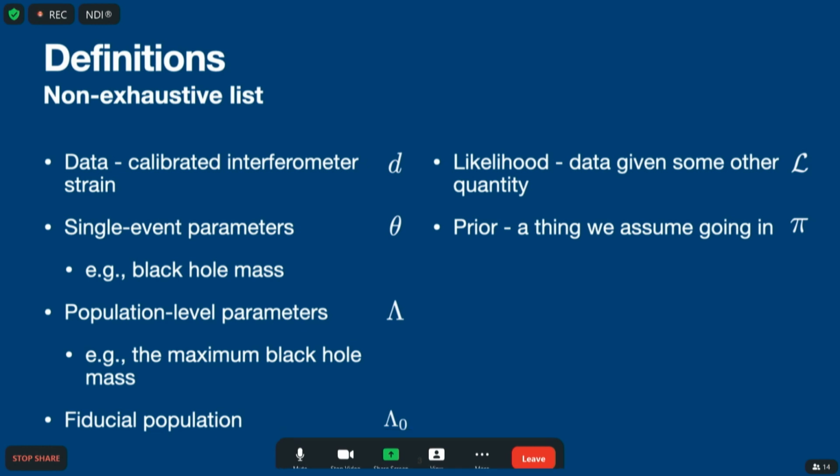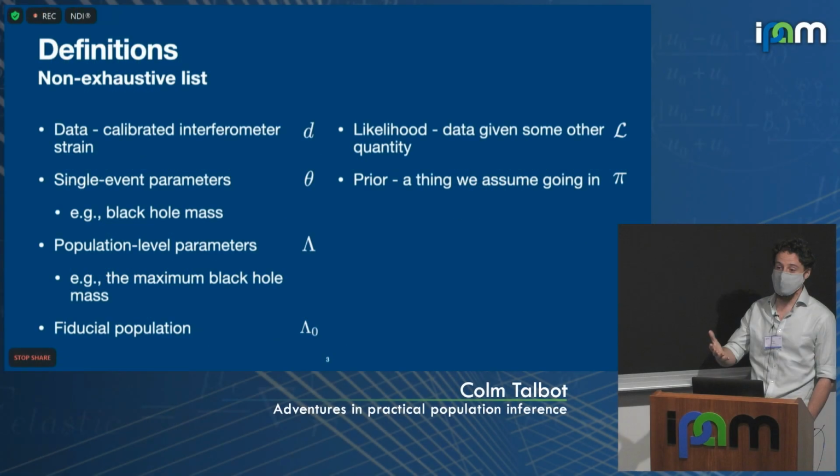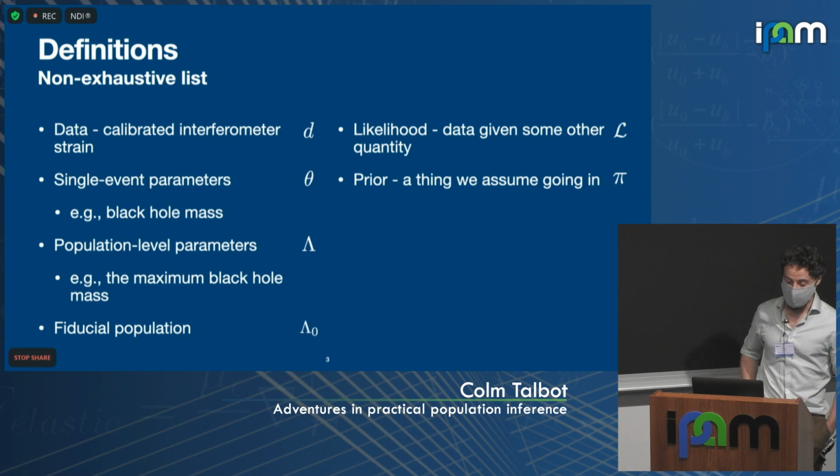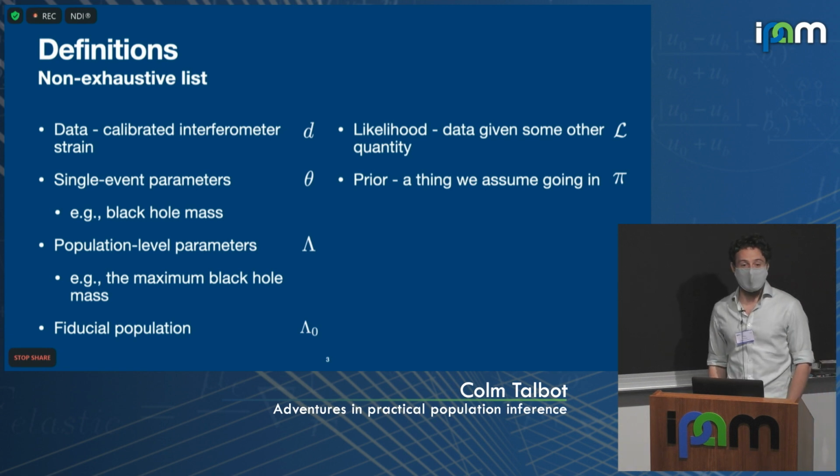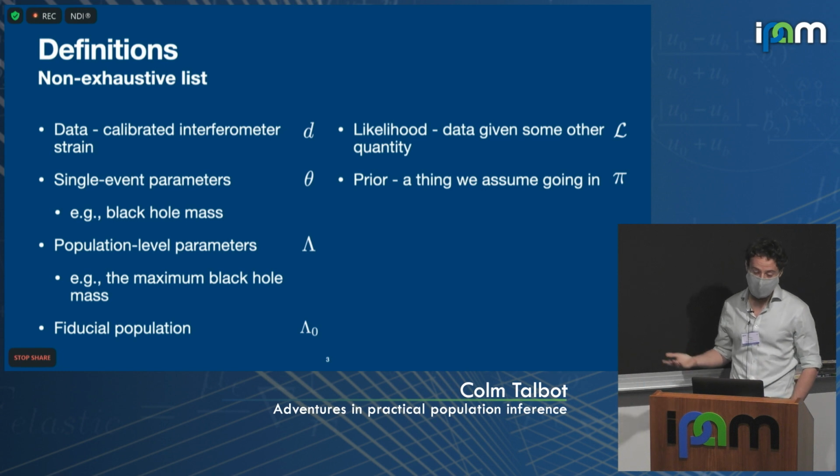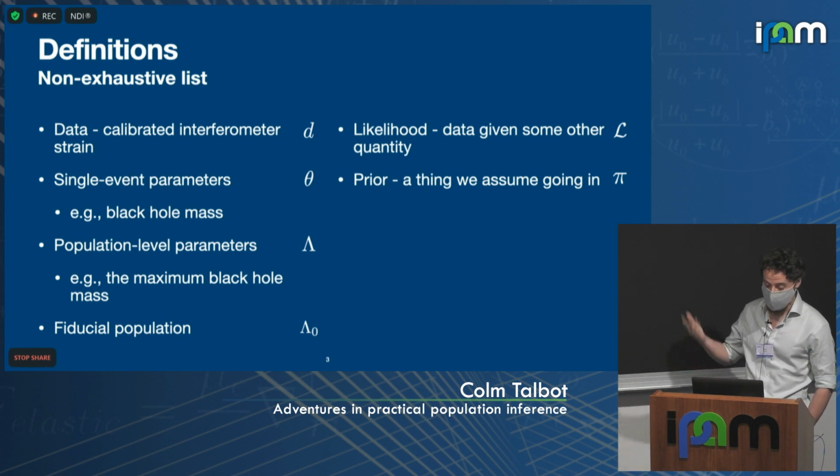People, when they're doing these population analyses, sometimes forget that they're analyzing strain data, and they think that they're analyzing posteriors for events, and they forget that actually it's data. You've just hidden the data behind these posterior samples. And then each event has its own set of parameters which are unique to that system, the masses, the spins, or whatever, so these are theta.